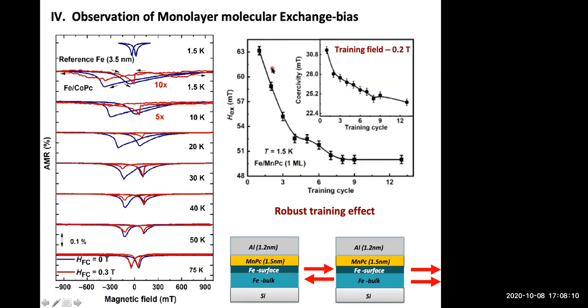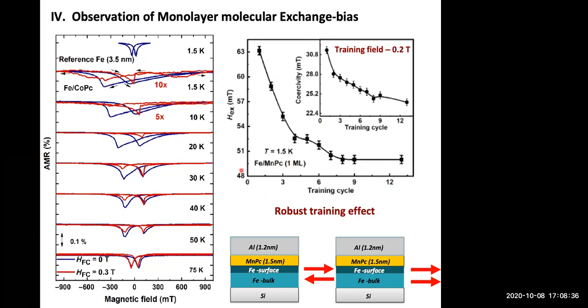which is shown here. You can see after 9 cycles, they really flatten out to around 50 millitesla, which is also a very large value for the exchange field. And the coercivity also kind of flattens out. Okay, so this is an interesting aspect, where this is one of the first times we are seeing a robust exchange bias, which is stable and retained, and I'll come to the robustness in the next slide.